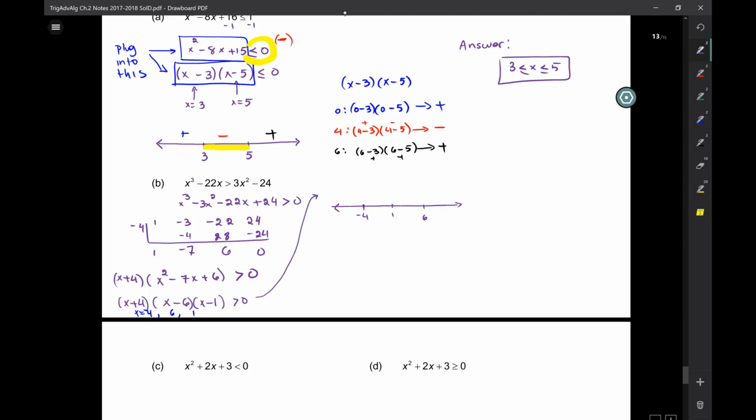Okay, I'm going to plug them into this: x plus 4, x minus 6, x minus 1. All right, so what number from the very left would you like to plug in? Well, from the very left, it would be -5. All right, so in the first parenthesis, that gives me -1. So we get negative in the first parenthesis. In the second parenthesis, I get negative.